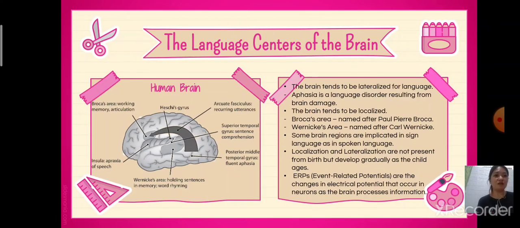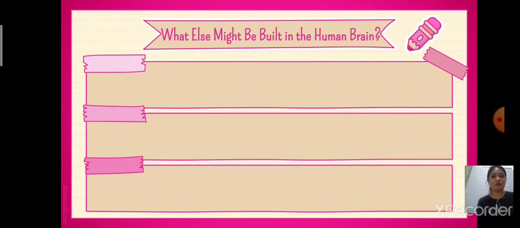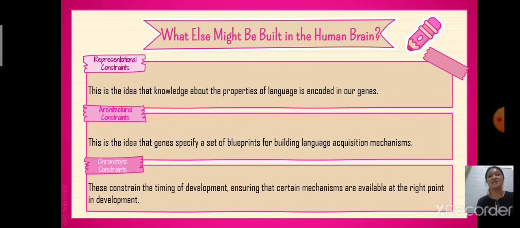Next, we also have what else might be built into the human brain. We have three constraints: representational constraints, architectural constraints, and chronotopic constraints. First is the representational constraints. This is the idea that knowledge about the properties of language is encoded in our genes. So it says that the properties of language are already innate to human beings. Architectural constraints is the idea that genes specify a set of blueprints for building language acquisition mechanisms. So mostly in this area, there are building blocks for languages that gradually develop as an infant grows.